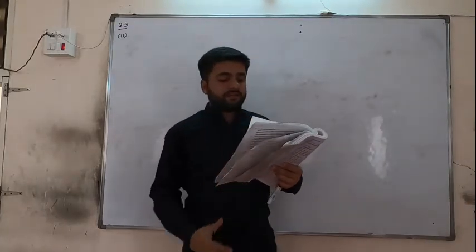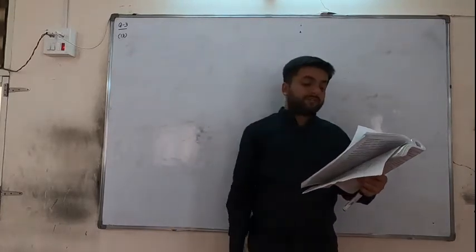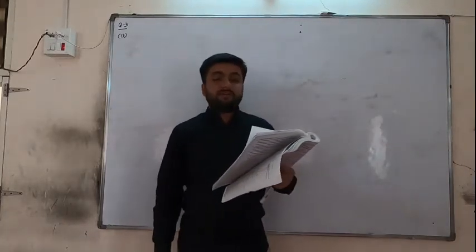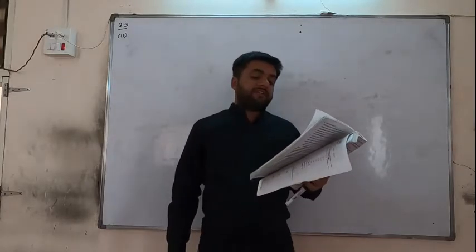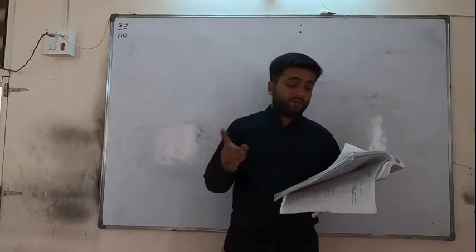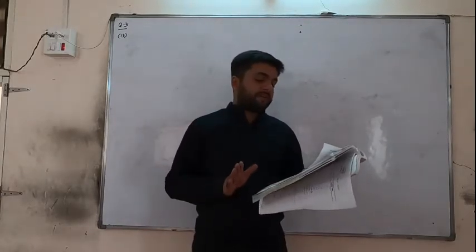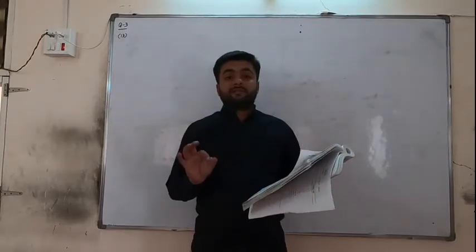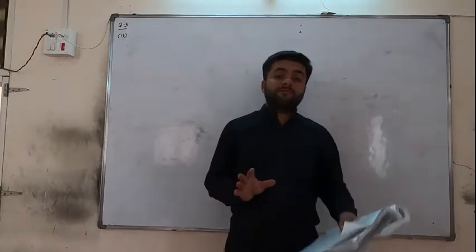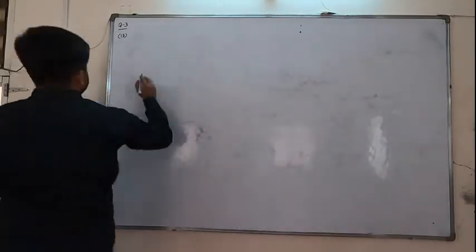X, Y and Z are partners sharing profit and loss in the ratio of 2:3:1. They admitted W as the new partner with 1/6 share. Z will retain his old share in future also. So the old ratio is given, the share of the new partner W is given, and Z, who will retain his share, is also given. Okay, let's find.